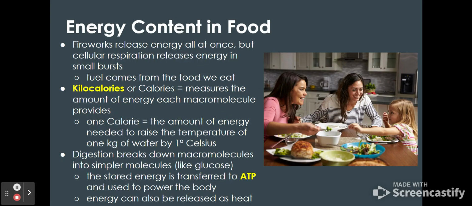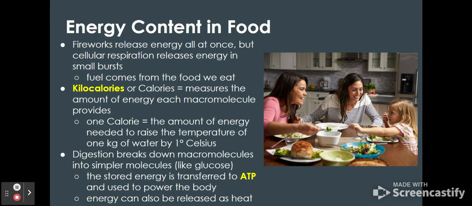Now, fireworks release energy all at once, but cellular respiration releases energy in small bursts. The fuel comes from the food that we eat. Kilocalories, or calories with a capital C, measure the amount of energy each macromolecule provides. Now, 1 Calorie, one of the big C Calories, is the amount of energy needed to raise the temperature of 1 kilogram of water by 1 degree Celsius. So when we're talking about the calories that you're eating in food, we're talking about the Calories with a capital C. Now, digestion breaks down macromolecules into simple molecules like glucose. The stored energy is transferred to ATP and then used to power the body.